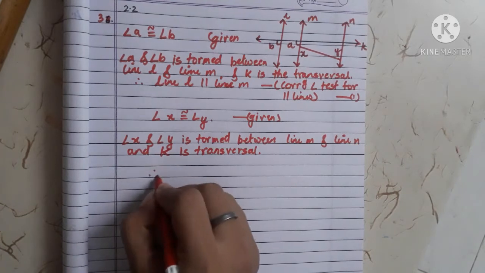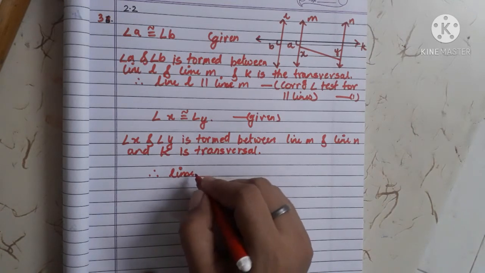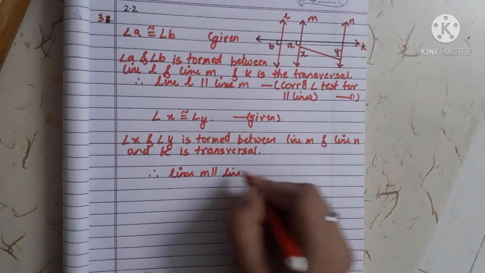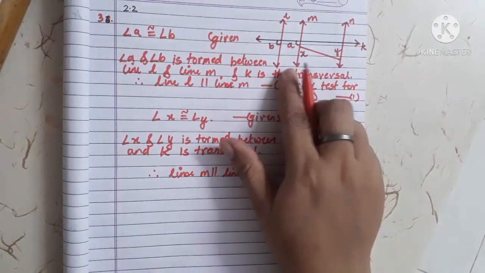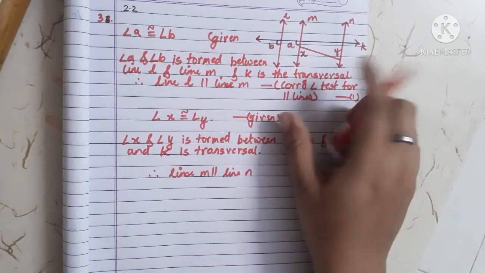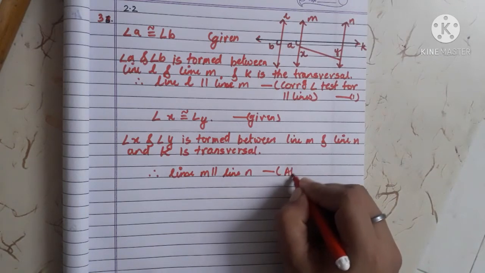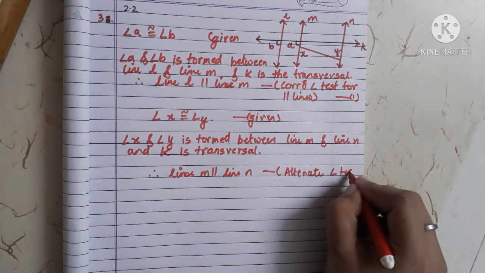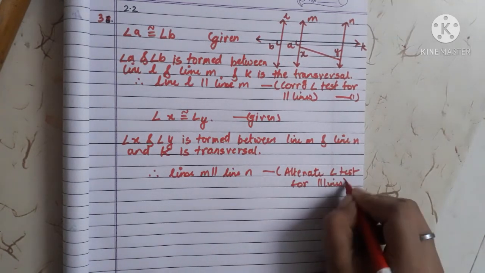Therefore, we can say line M is parallel to line N. Here Z is formed, so these are alternate angles X and Y. Therefore, by alternate angle test for parallel lines, this is 2.